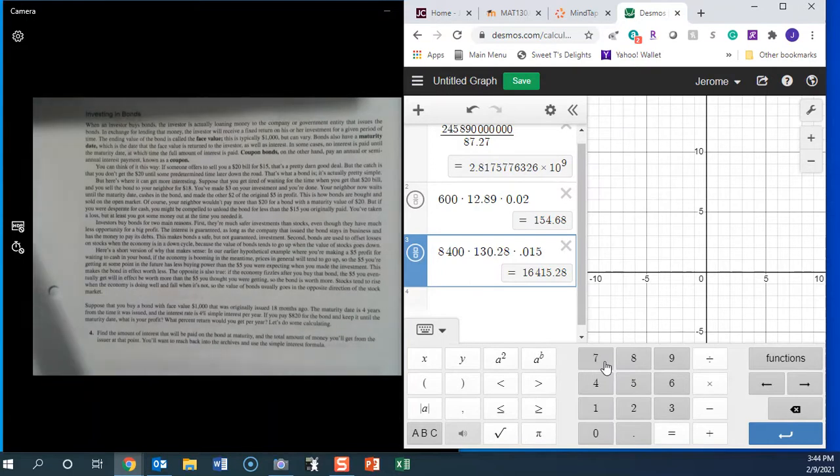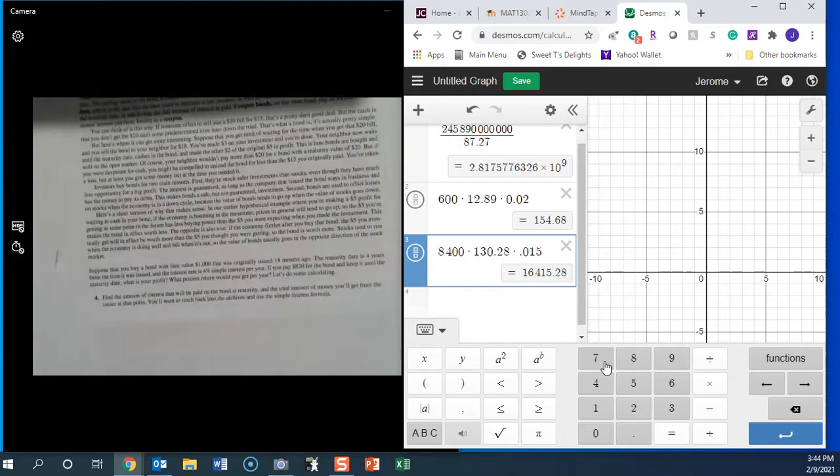Now we move on over here to problem number 4. It says find the amount of interest that will be paid on the bond at maturity and the total amount of money you'll get from the issuer at that point. You'll want to reach back into the archives and use a simple interest formula.